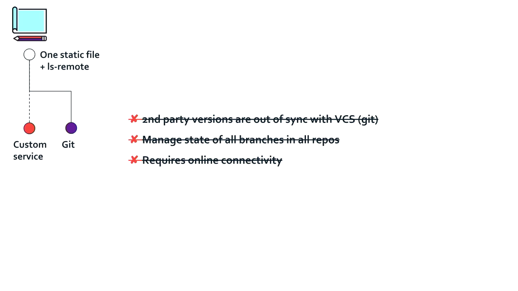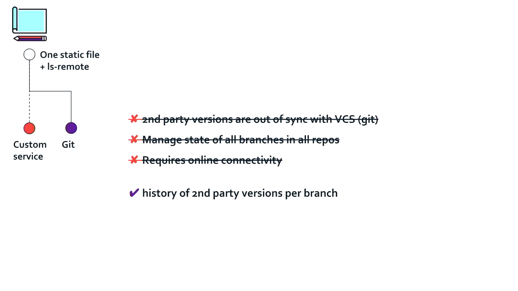So the second-party versions are in sync with VCS. They are in VCS. Managing the state is easy. It's in Git, right? We all know Git to diff it, to commit, and to see exactly what's happening and every change. And Git is decentralized, so many of the use cases can now be local. And it allowed us to have history of second-party versions per branch per commit.